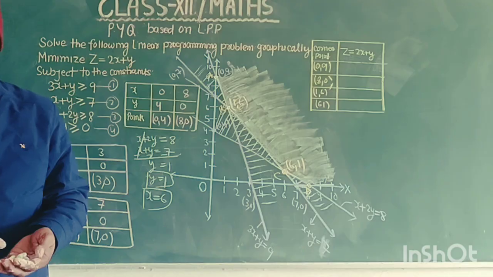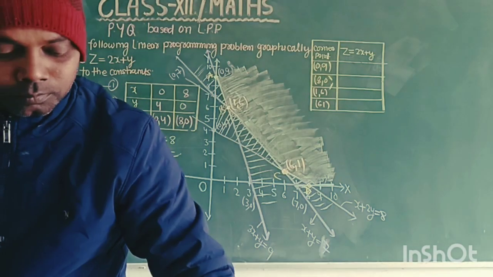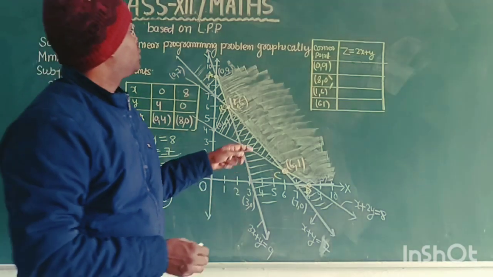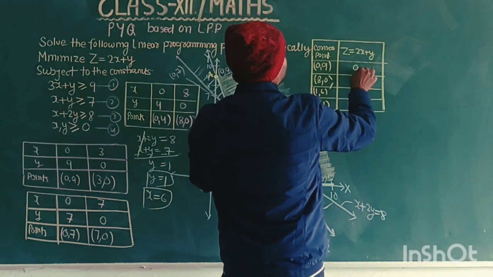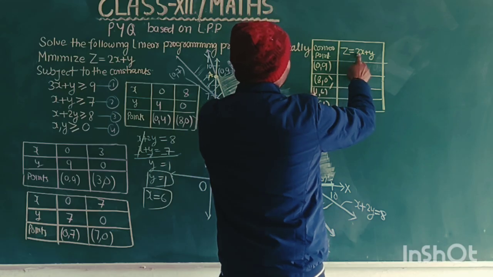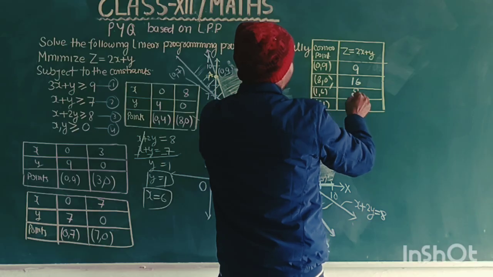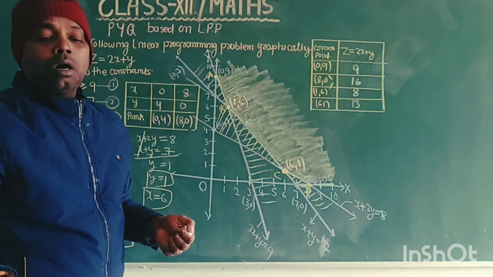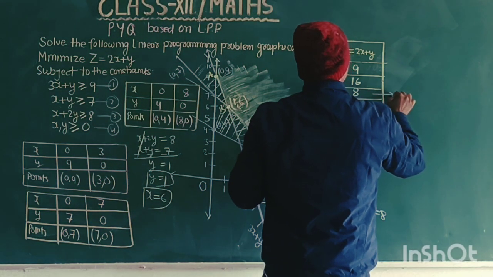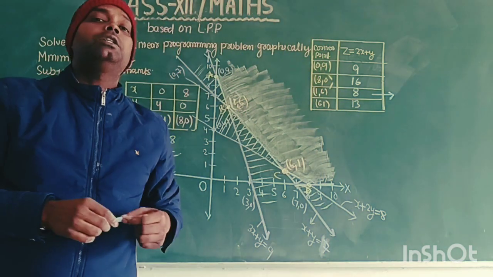Now find the value of z of our objective function. So 0 comma 9 gives 9, 8 comma 0 gives 16, 1 comma 6 gives 2 plus 6, 8, and 6 comma 1 gives 13. Okay, so the minimum value of the objective function is 8. This would be the answer if the region is bounded, but here the region is not bounded.